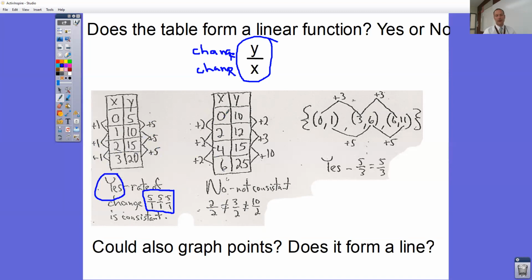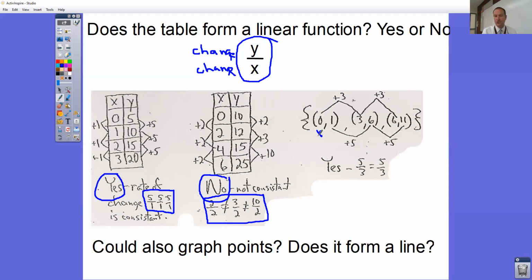In this middle one, to get from 0 to 2 to 4 to 6, we're adding by 2, adding by 2, adding by 2. To go from Y to Y to Y to Y, we're adding by 2, adding by 3, adding by 10. When you do your change in your Y over your change in your X, you would have 2 over 2, 3 over 2, and 10 over 2. That would be a no, because they're not all the same.